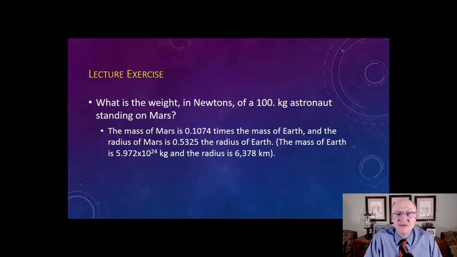So before you figure out the weight of the astronaut, go ahead and figure out the mass of Mars and the radius of Mars, and then use them to calculate the weight of a 100 kilogram astronaut standing on Mars. Now's a good time to pause the video, do all your calculations, put them into the lecture exercise, and then come on back and we'll work out the right answer.